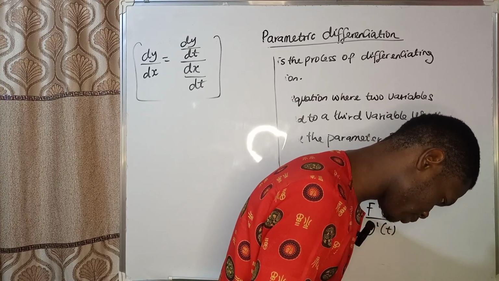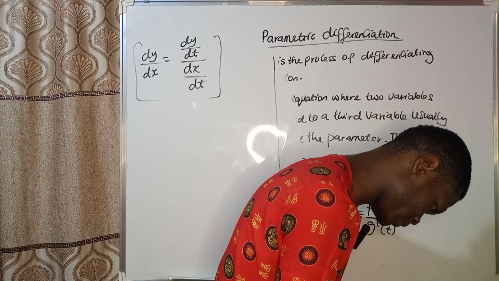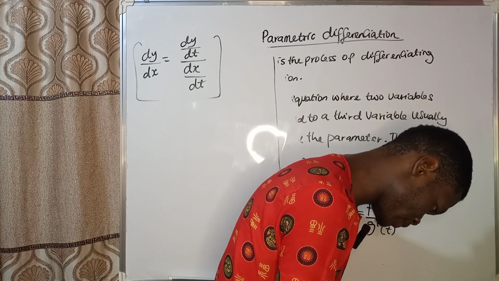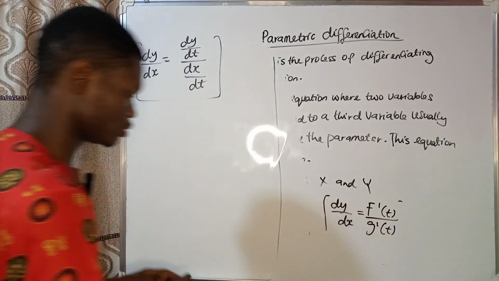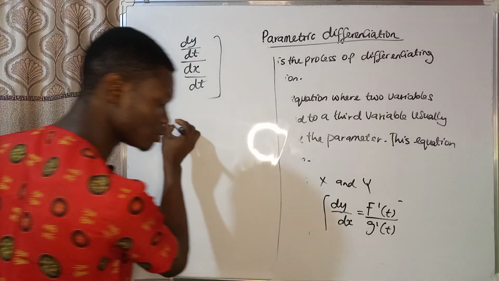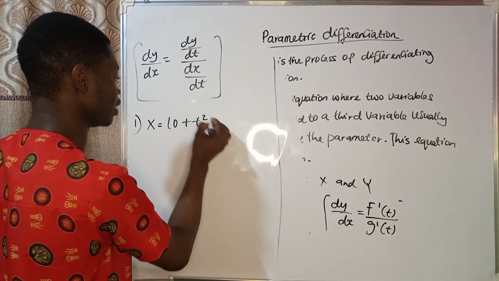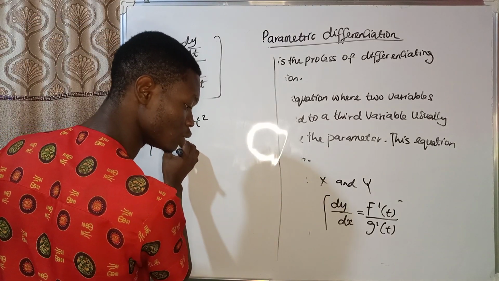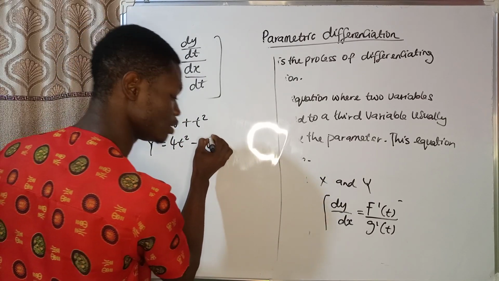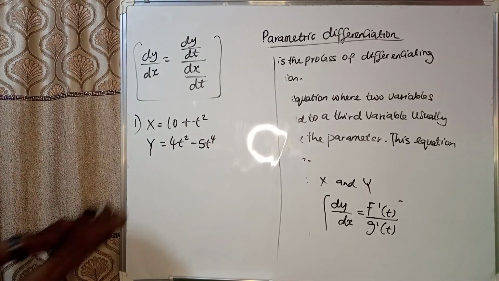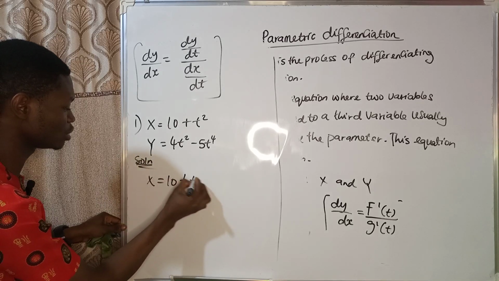Let's solve some questions. Okay, I've seen a question. Question number one: x is equal to 10 plus t squared and y is equal to 4t squared minus 5t to the power 4. So we are going to use parametric differentiation to solve, write our solution. So we have x is equal to 10 plus t squared.